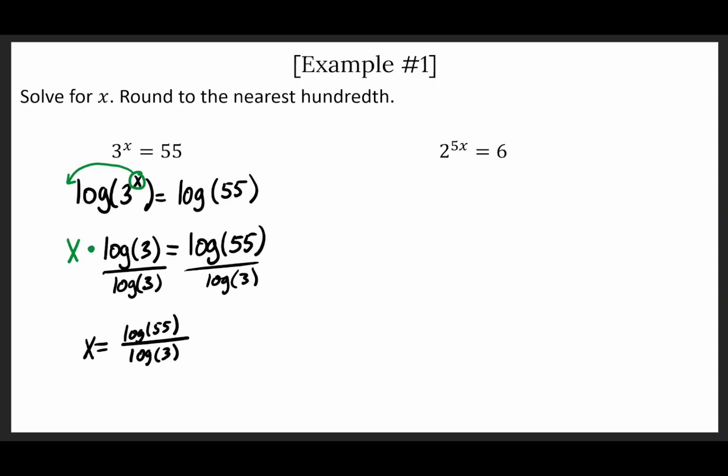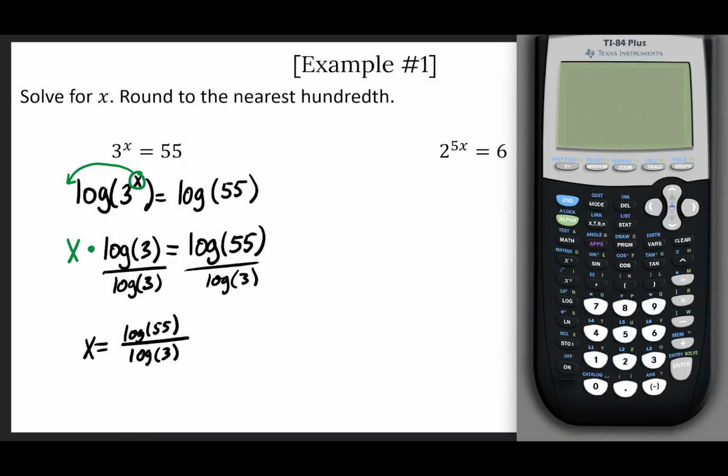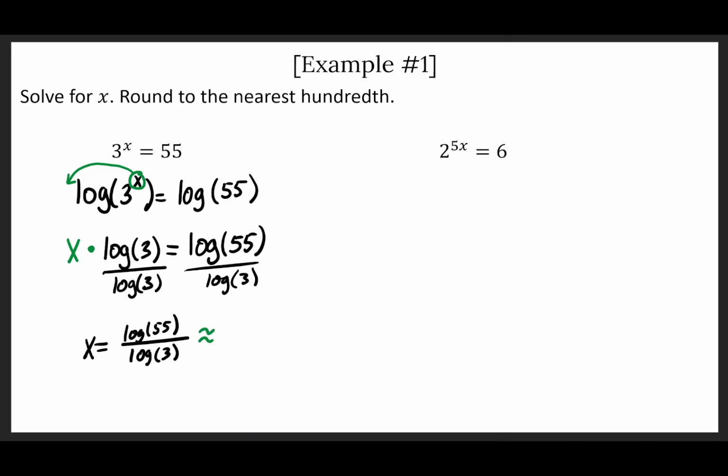So using appropriate parentheses in your calculator, the log button is right there next to the 7. If you type this in, you will have log 55, close it, divided by log 3, close it, equals about 3.647, and it goes on forever, pretty much. So if we round to the nearest hundredth, 3.65 would be our exponent. Our answer, 3.65.